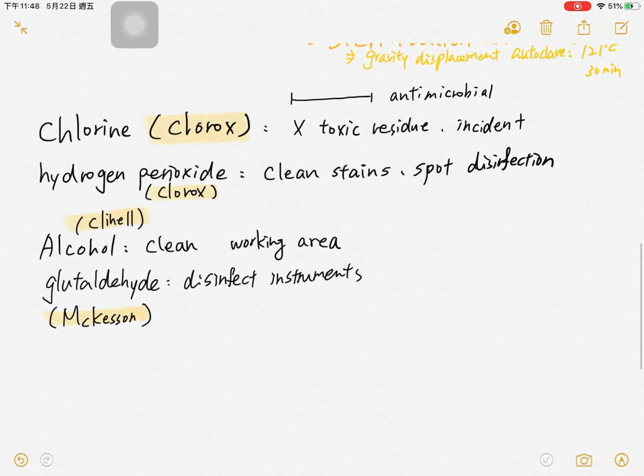Now I'm going to talk about the products that I'm going to buy. For the chlorine hydrogen peroxide, which is used for cleaning the floors or wiping the dental chairs, lamps, and sinks, I'm going to buy it from Clorox. And then for the alcohol, which is going to be used by the administrators, I'm going to buy from Cleanel. And for the glutathione, which is going to be used to disinfect instruments, I'm going to buy it from McKesson.